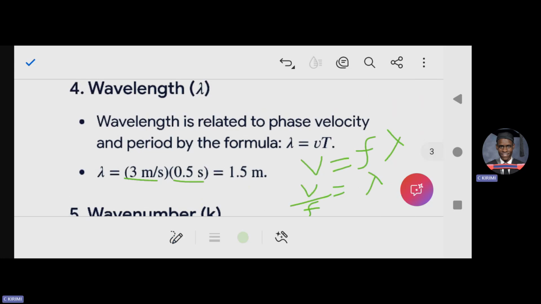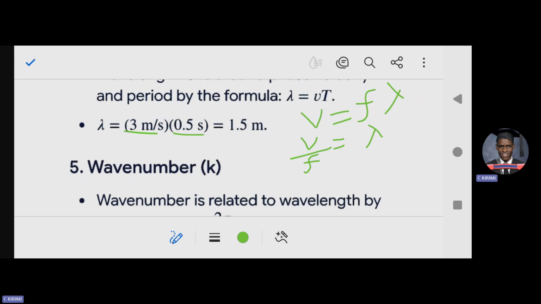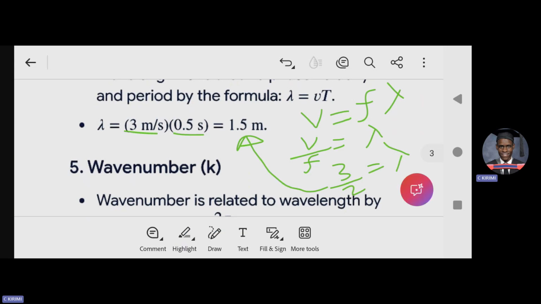You use the same. So our v was 3. Our f, the frequency, was 2 hertz, not half, but 2 hertz. So what is 3 divided by 2? You get 1,5, which is this one. In terms of wavelength, there are two formulas. Lambda is equal to phase velocity multiplied by the period, or v is equal to f lambda. You get the same answer.